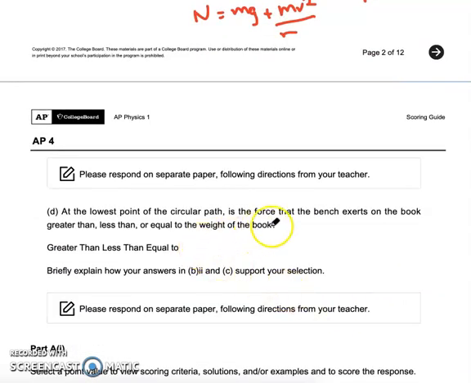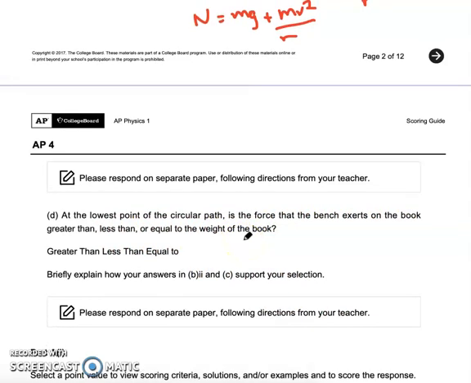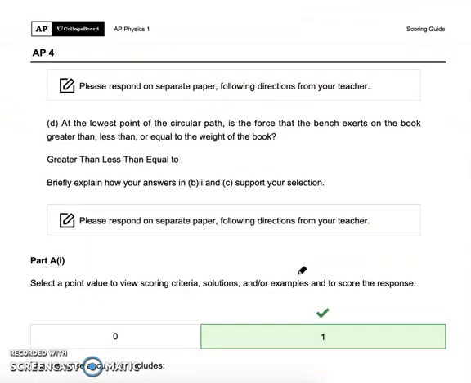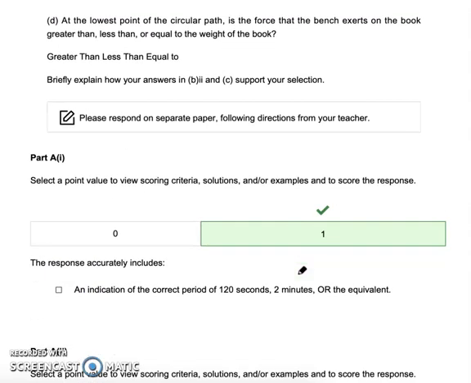Then, at the lowest point, is the force that the bench exerts on the book greater than or less than the weight? Well, we already established that for reasons we talked about before, but this equation right here supports that. The normal force is the weight plus an additional amount based on how quickly we're accelerating. All right, so that's number 1.